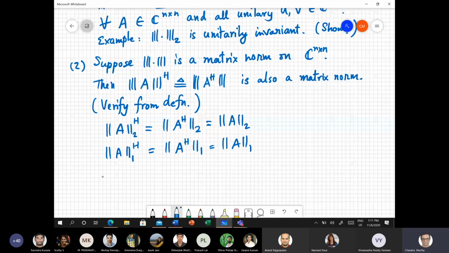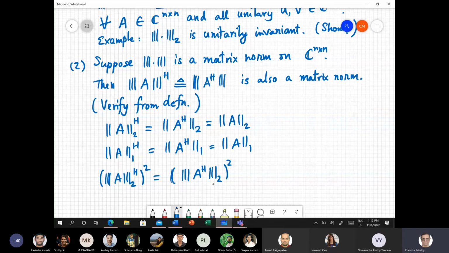And the spectral norm, so if I take the H of the spectral norm, I'll work with the square because that's easier. This is equal to, I have to compute, so when I take the H norm, I have to compute the spectral norm of A Hermitian instead of the spectral norm of A, and then I have to square it.